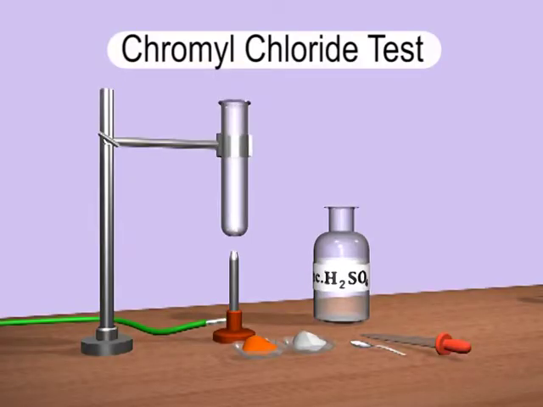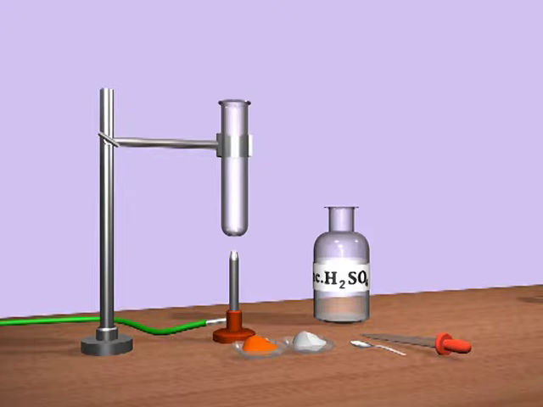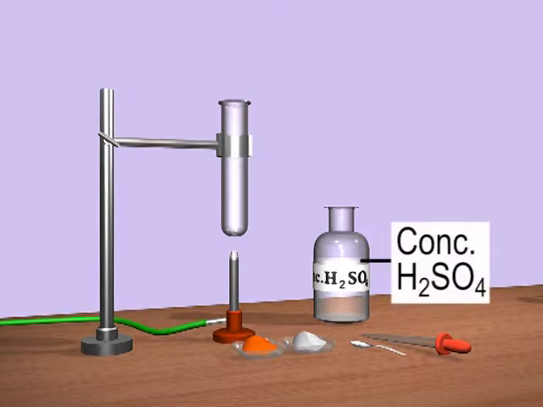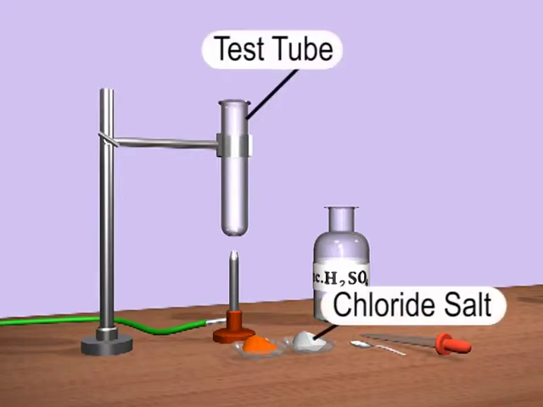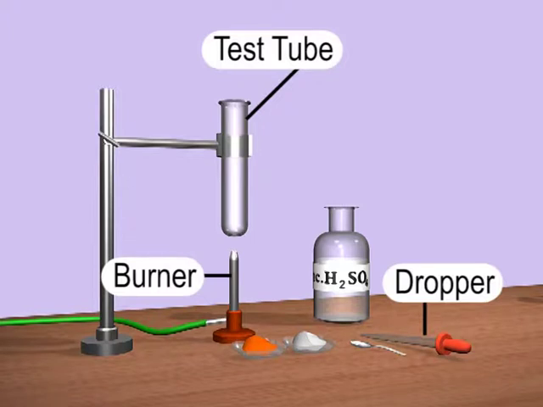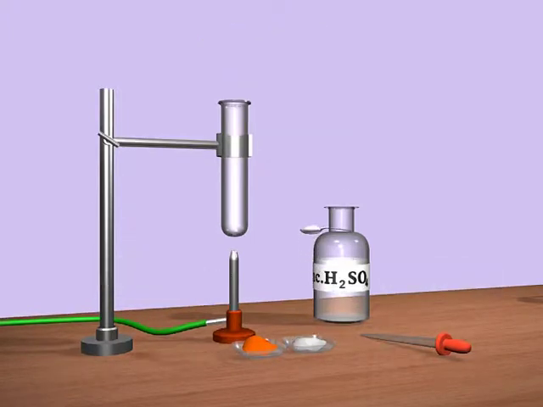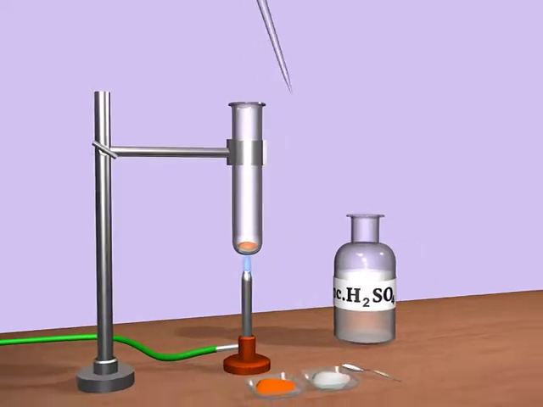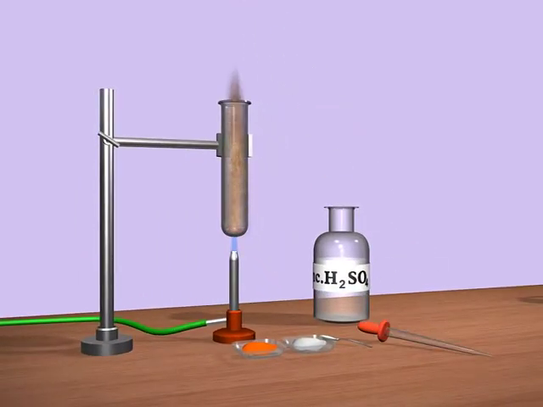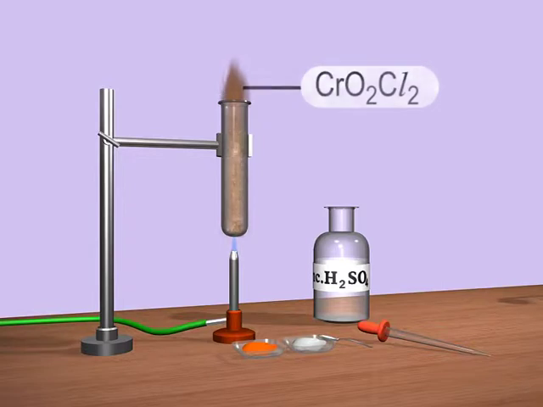Chromyl chloride test. Materials and apparatus required to perform this test are concentrated sulfuric acid, potassium dichromate, chloride salt, test tube, burner and dropper. First, chloride salt is taken in a test tube. Potassium dichromate powder is mixed with it. Concentrated sulfuric acid is added into this mixture and the solution is heated. Vapors of chromyl chloride are observed.